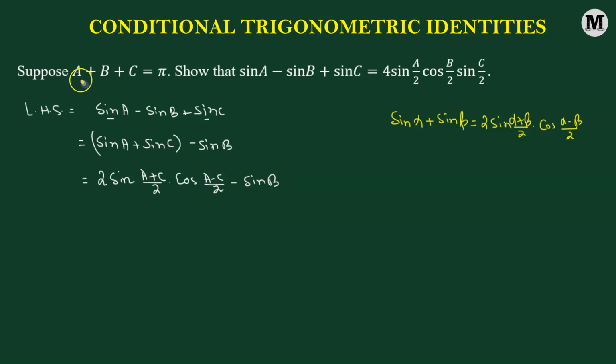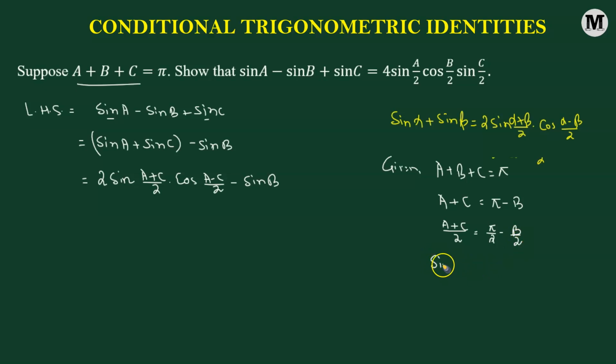Now here we're going to use the given condition. It's given here that A plus B plus C equals pi radians. So what we'll do, we'll keep A and C on the left hand side and we're going to transpose B to the right hand side to get pi minus B. Now let us divide both sides by 2. This is going to give us A plus C all divided by 2, equals pi over 2 minus B over 2.